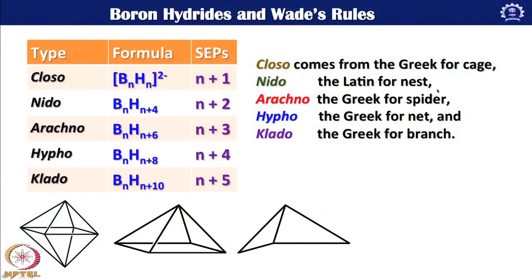Okay. So, essentially some of these terms are coming from Greek or Latin. Closo comes from Greek for cage, nido the Latin for nest, arachno in Greek for spider, hypo Greek for net again, and klado the Greek for branch. So, this is how the prefixes have been included for different types of boron hydride clusters.